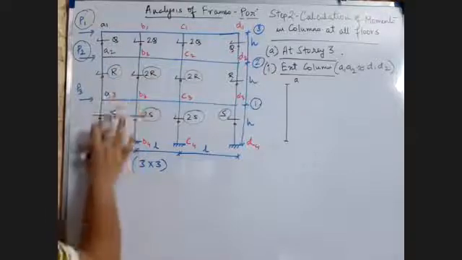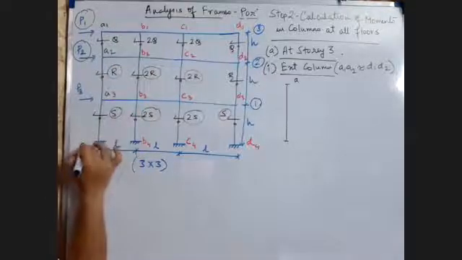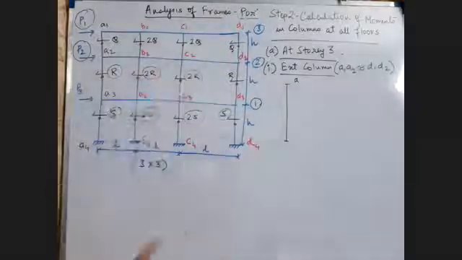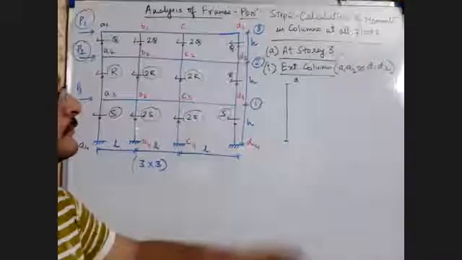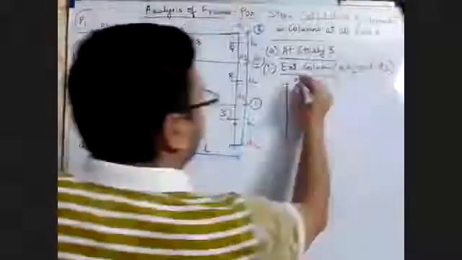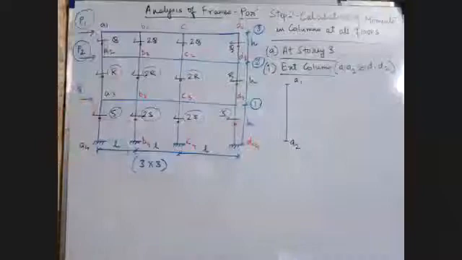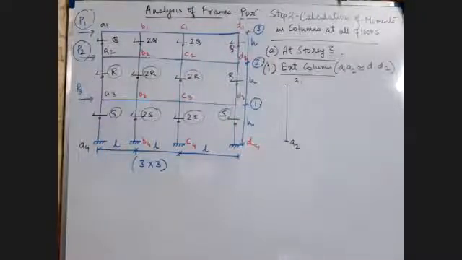These points will be represented in your examination paper; the names of the points will be given. So, exterior column A1 and A2. I am taking one example. I told you one sample will be enough for us.